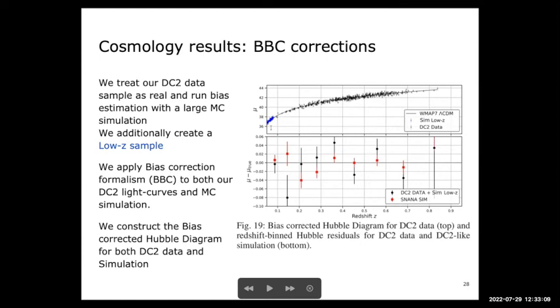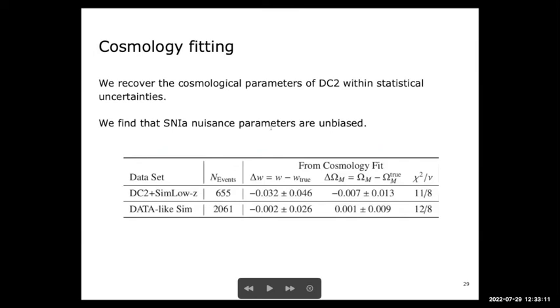And what we can do with this is check the cosmological parameters. So what we can infer from these light curves and this Hubble diagram is statistically in agreement with the DC2 original cosmological parameters. So we show that this is unbiased.